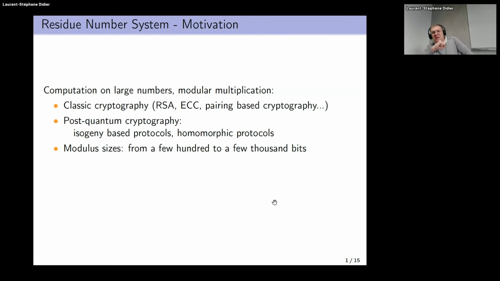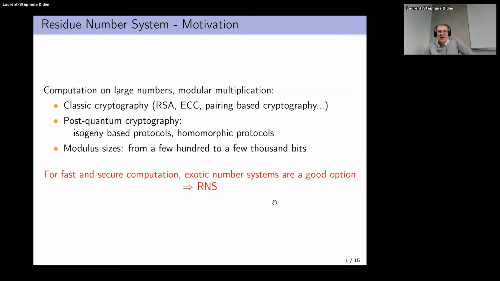In this kind of primitives for cryptography, the modulus sizes range from a few hundred to a few thousand bits. And so for fast and secure computation, exotic numbers are often a good option. The residue number system is widely used, especially in the hardware implementation context.